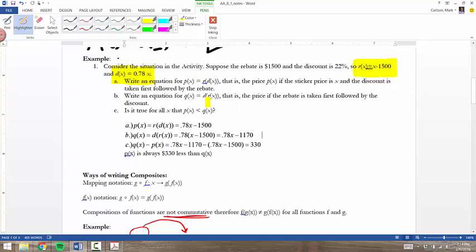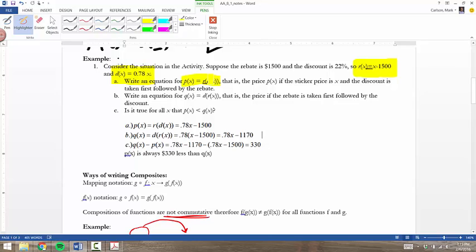Okay, well, what we want to do now is write a new equation. We'll call it p of x, which is a composite of the rebate function and the discount function, where I'm going to do the rebate of the discount function.